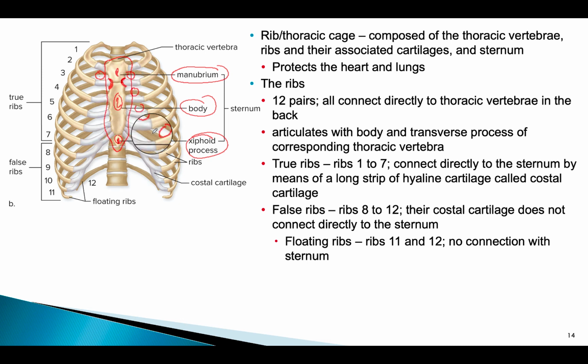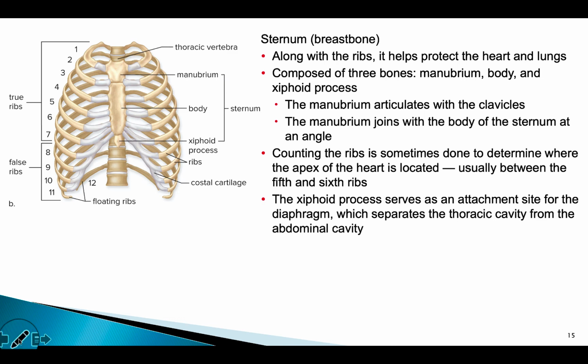All right, continue on here. Our next slide. So once again, this is the breastbone. Along with the ribs, it helps protect the heart and the lungs. We already mentioned that, right? So it makes this cage. It is composed of three bones: manubrium, body, and the xiphoid process. I mentioned this one already.